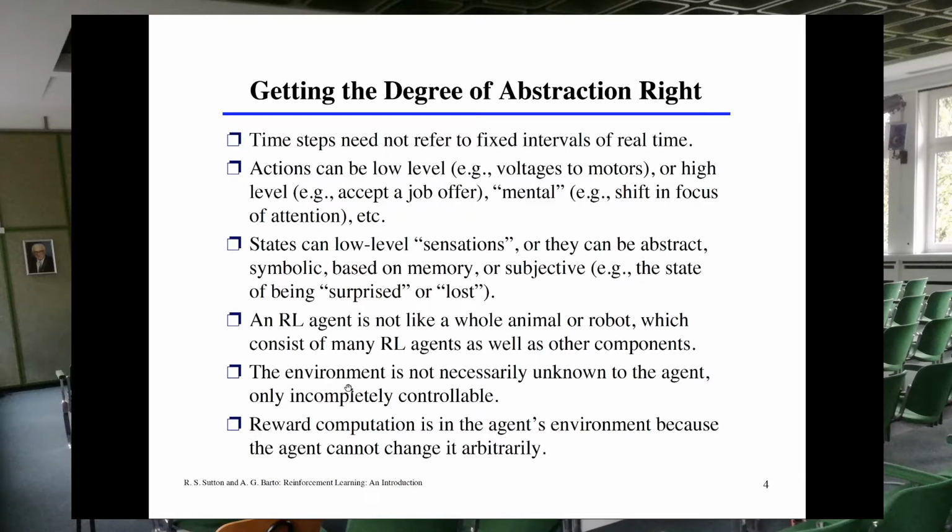Another important point to consider when you are designing a reinforcement learning agent or algorithm is that the environment is not necessarily unknown to the agent, but it could be that simply the agent cannot control the environment, or at least completely control the environment. Like for example, if we were to design a robot for space exploration on a planet, of course we cannot know what the agent will be discovering. It is different in different applications and scenarios.